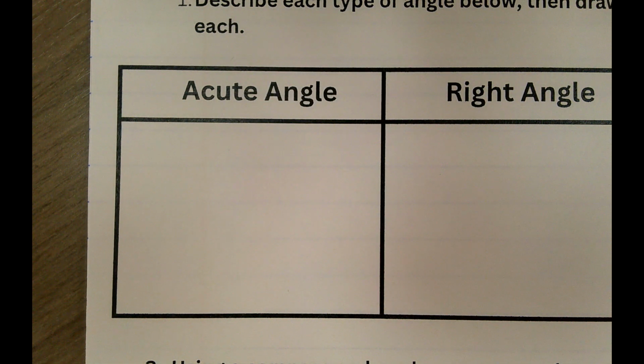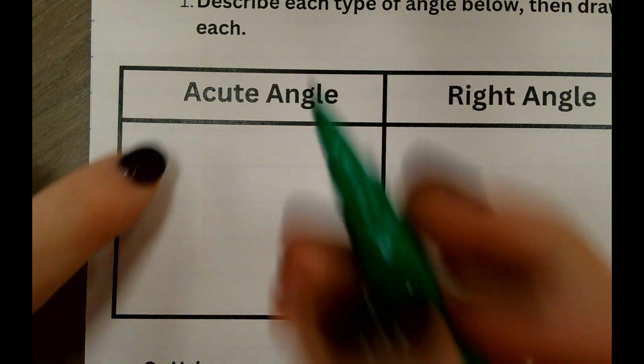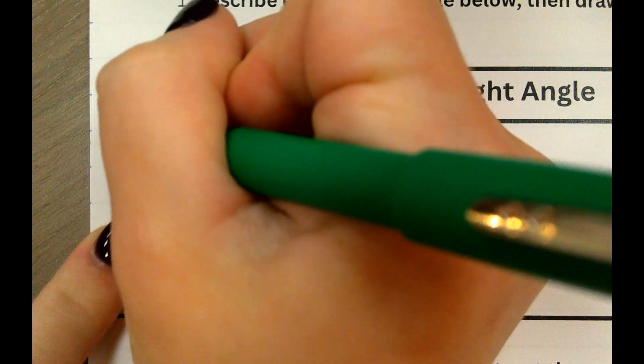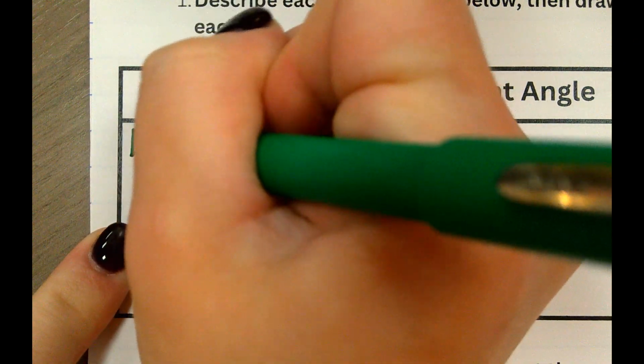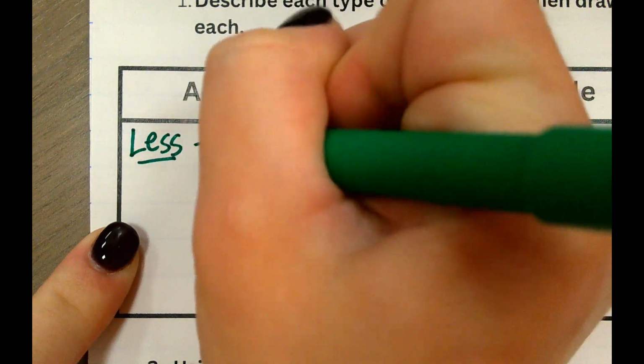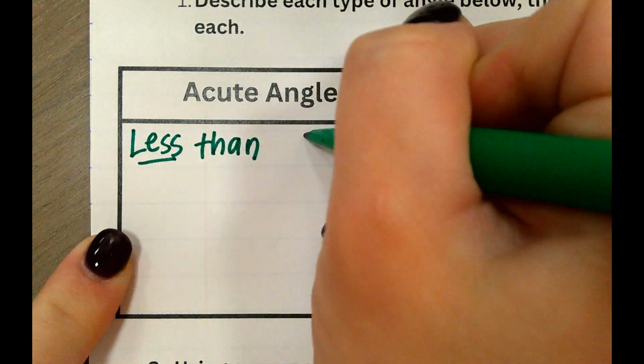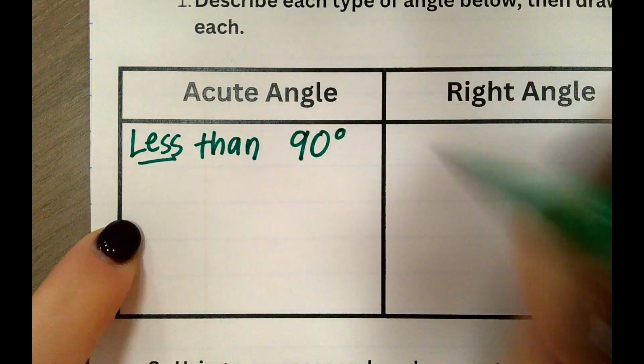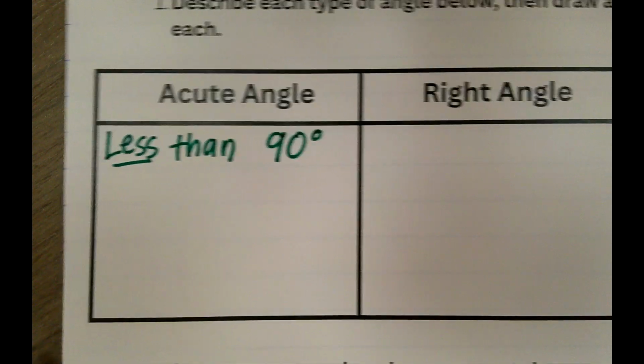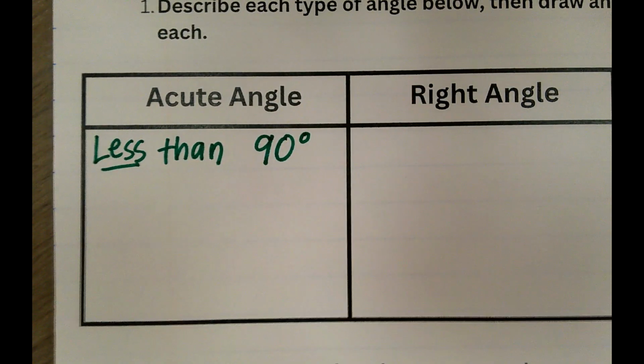Perfect, perfect. So if you put a different definition, we'll want to correct that on your paper because this will be a great guide to look back at. An angle that is, I'm just going to write less than 90 degrees. And we'll go ahead and do the descriptions of each, and then I'll draw a picture.